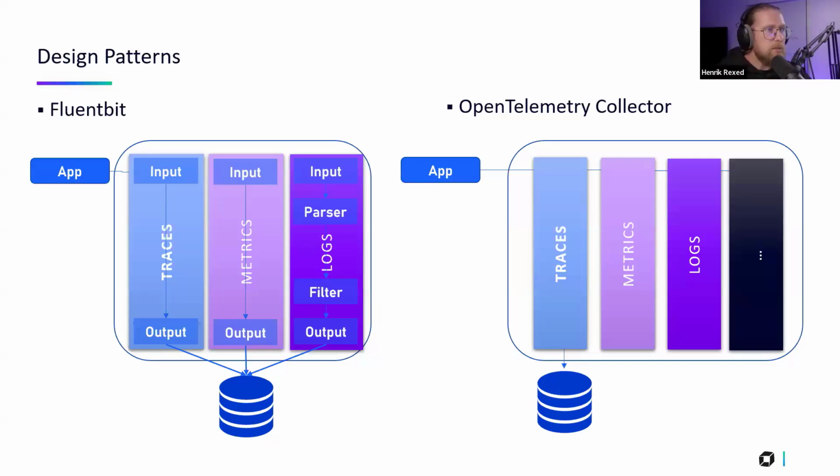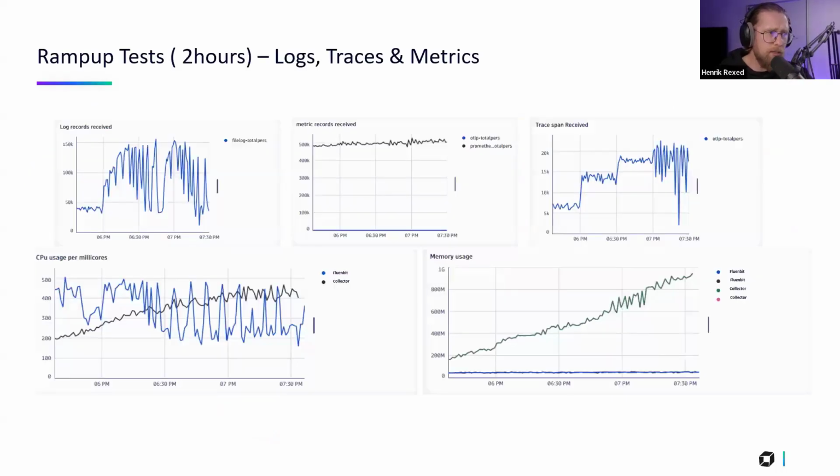In the collector, it's not the case. So that's the first aspect. Fluent Bit 2.x is great for logs. For the other signals, we can discuss. But now let's have a look at a few results.